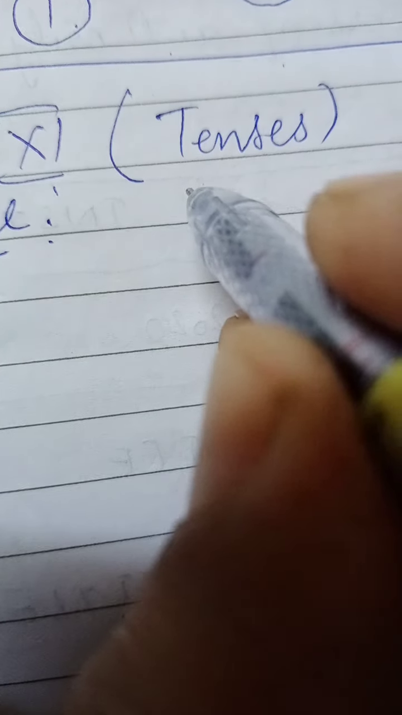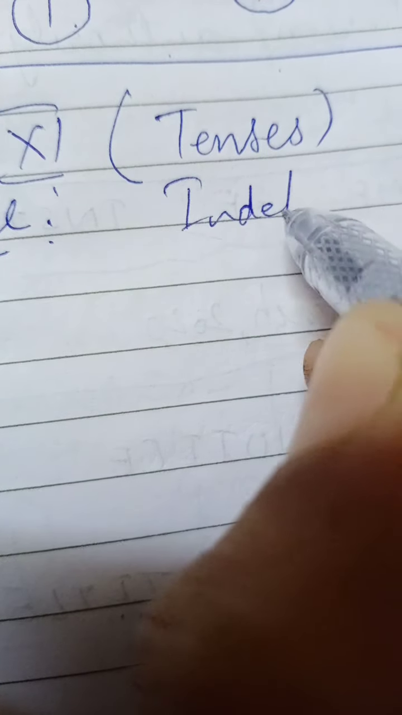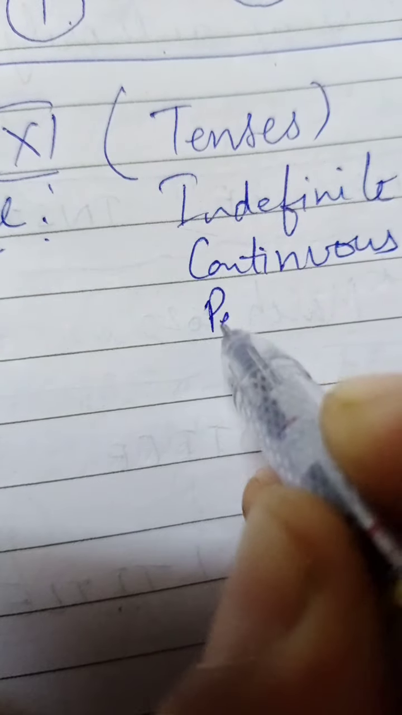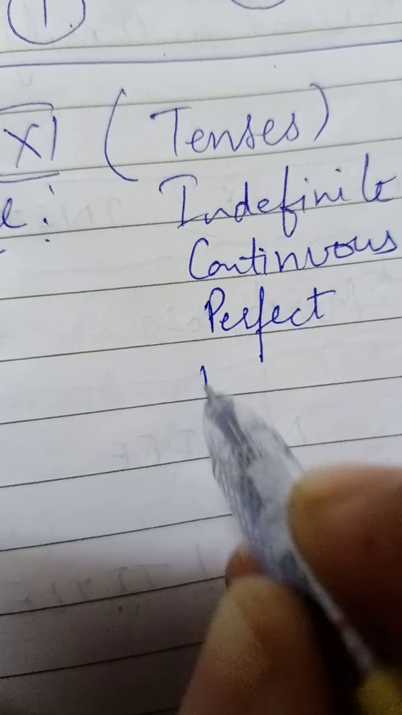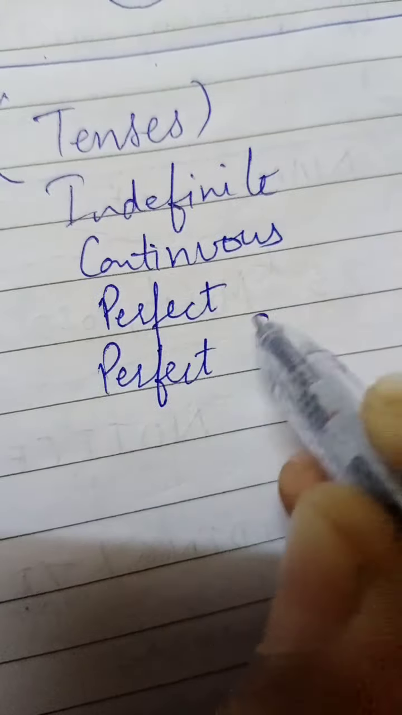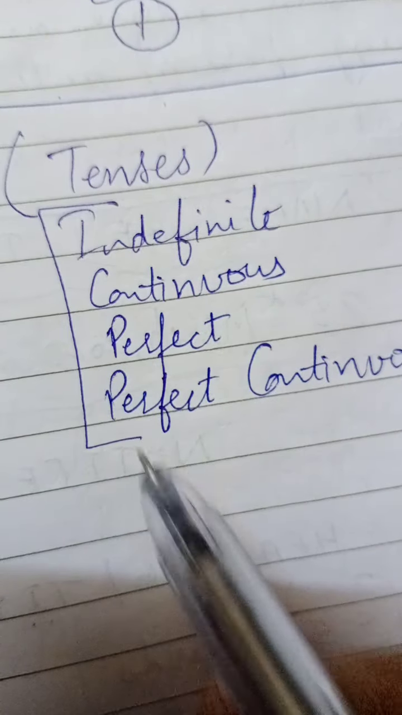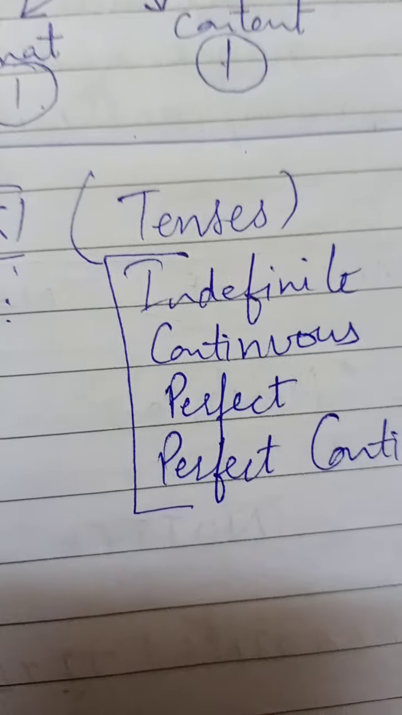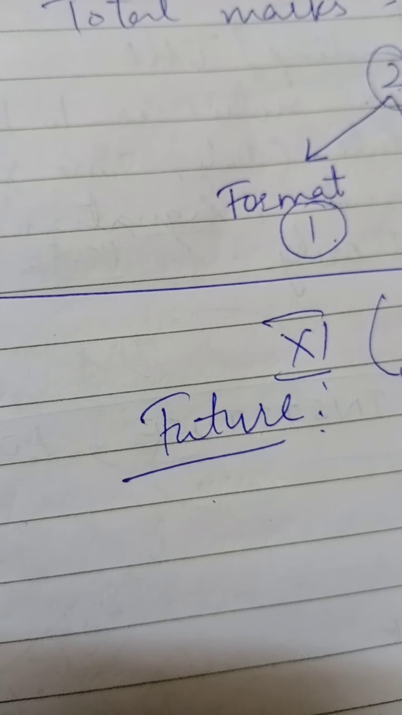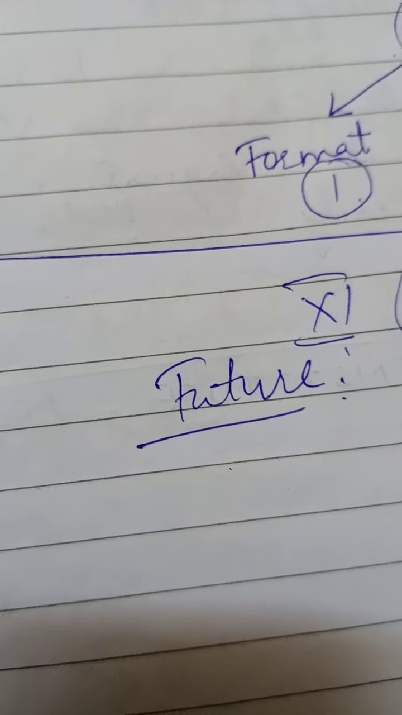So, as we already have discussed, it has four parts: indefinite, continuous, perfect, and perfect continuous. These four parts we have over here. Okay, so actually, we should not forget that we don't have any form of verb to convey future directly.